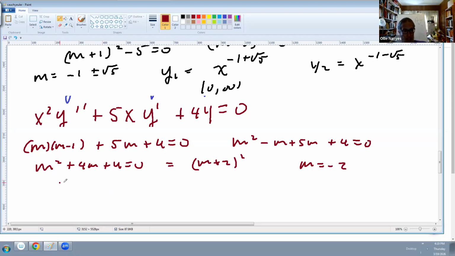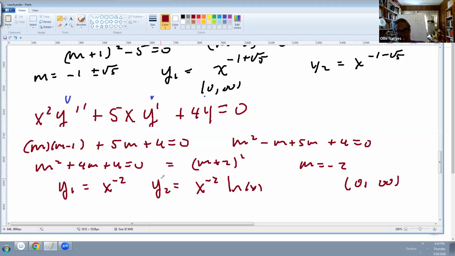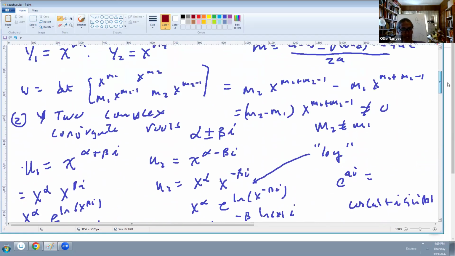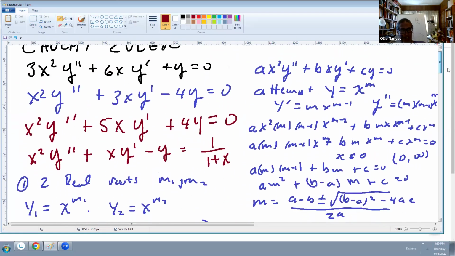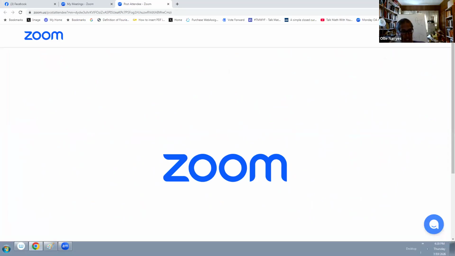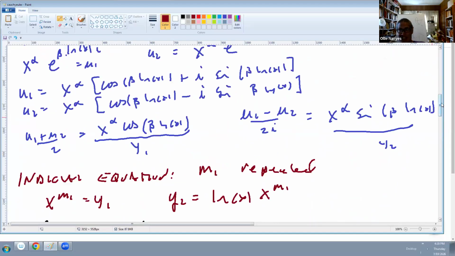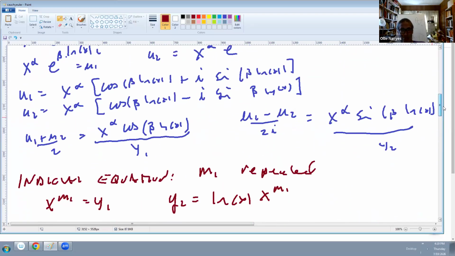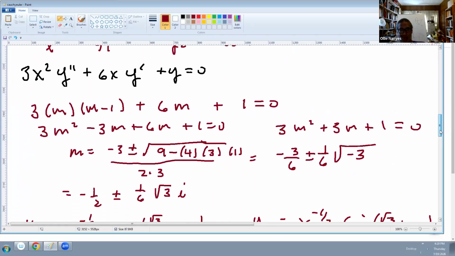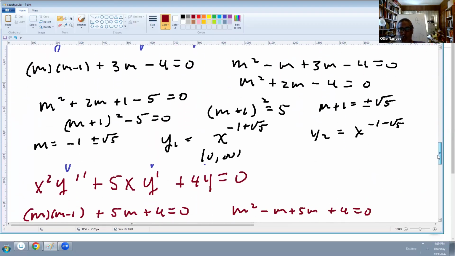a double root. So y1 is x to the minus 2, y2 is x to the minus 2 log x. And again, the region of validity is 0 to infinity. Obviously, neither of these functions are defined at 0. Okay. So you can see this goes kind of quickly. And so we had almost everything that you can have right here, right? We had the complex conjugate, we had the double root, we had the 2 real roots.